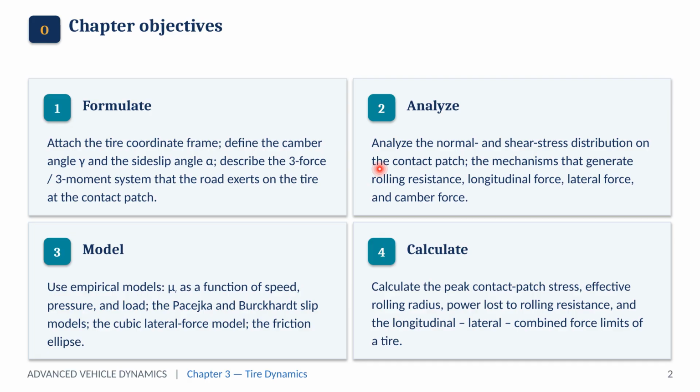Third, model. Use the experimental models, namely the rolling friction coefficient as a function of speed, pressure, and load, the Pacejka and Burckhardt slip models, the third-order lateral force model, and the friction ellipse. Finally, calculate the peak stress in the contact patch, the effective rolling radius, the power loss to rolling resistance, and the limiting longitudinal, lateral, and resultant forces of the tire.